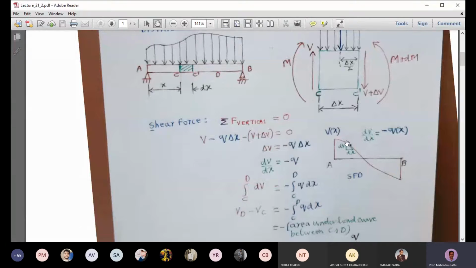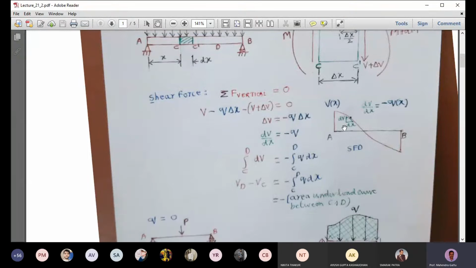Suppose this is a shear force diagram. For this problem, the shear force diagram will be something like this. At any point, you take the slope, dV by dx, and this slope will be equal to minus Q of x, or minus dV by dx will be equal to Q. Here Q is acting downward, and so the slope is actually negative. So minus dV by dx will be Q of x, a positive quantity. So the slope at any point on the shear force diagram will give the corresponding distributed load acting at that point.